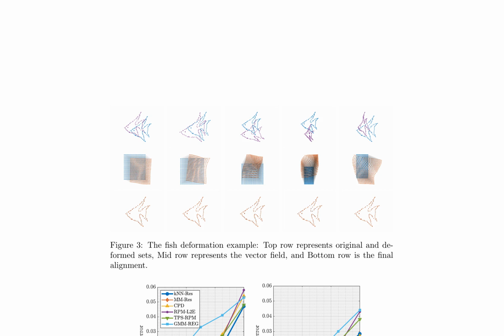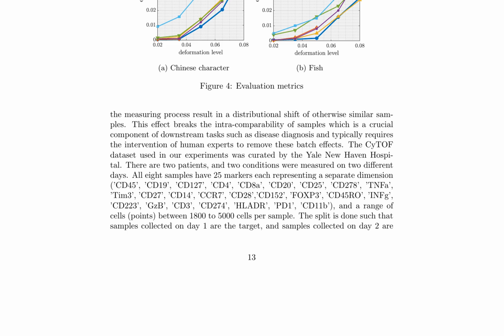The CYTOF dataset, curated by the Yale New Haven Hospital, consists of 2 patients with 2 conditions measured on 2 different days. Each of the 8 samples has 25 markers, representing separate dimensions, including CD45, CD19, and CD127, among others. The number of cells per sample ranges from 1,800 to 5,000.